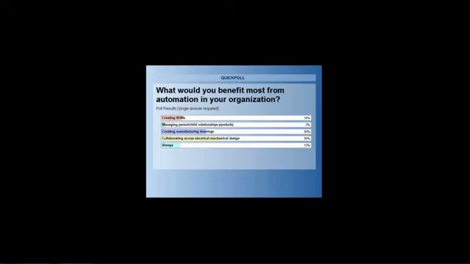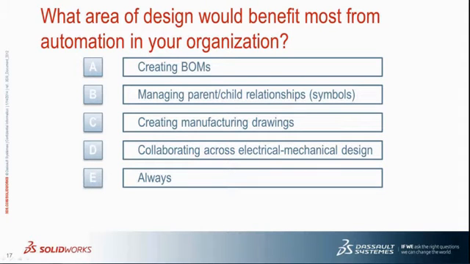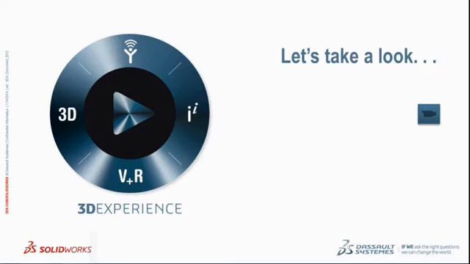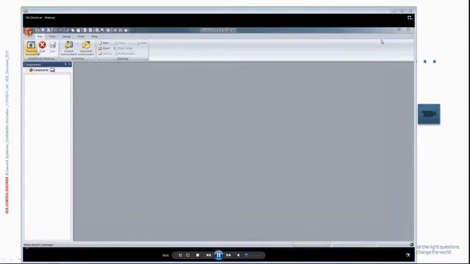And collaborating across electrical and mechanical design is the highest at 39%, followed by creating manufacturing drawings at 30%. Okay. All right, Joe, back to you. Thanks. That's great information, guys. Thanks for that feedback. And hopefully what we're showing here with this video demonstration is we'll be able to show you how we help bridge that gap in electromechanical design.